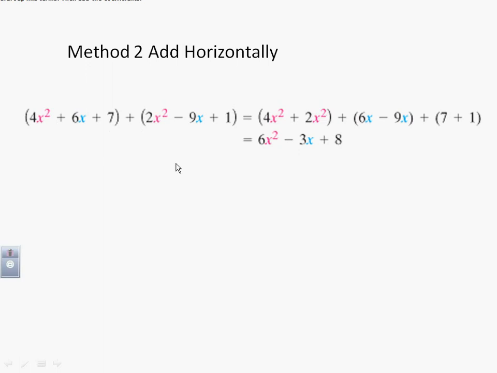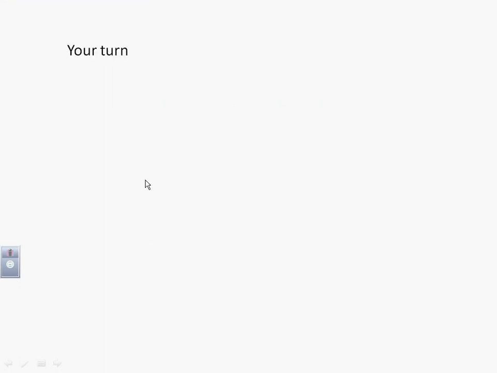But if you're doing it fast, this is how I do it, because I can do it fast in my head. But for now, you guys probably want to use the vertical method, if you have to stack them.